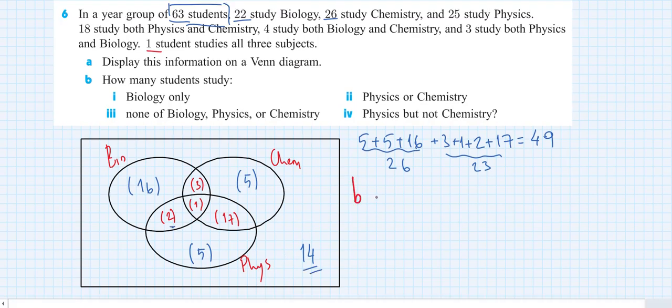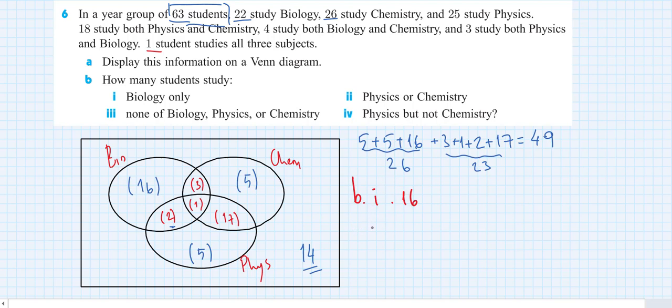Part B, first one. What does it say? How many students study only biology? For biology, we just need the number in the blue colored one, which is 16. 16 students study only biology without any other subjects.